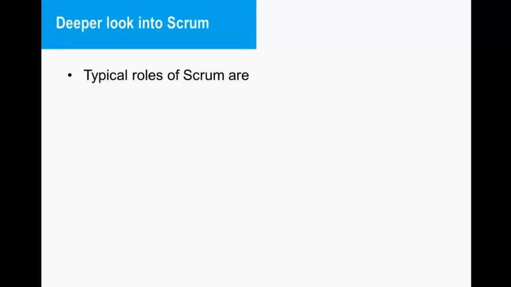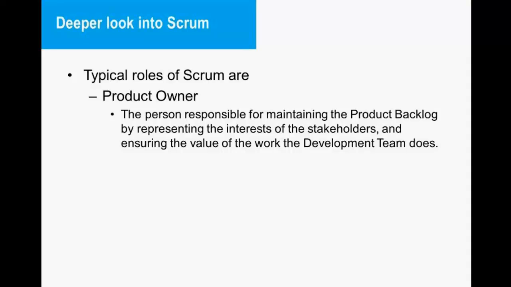If we have a deeper look into Scrum, there are some typical roles in Scrum. First role, for example, is the product owner, which is, well, I think it's similar to a product manager. He's responsible for everything which will be in the product at the end. He needs to represent the interest of the stakeholders, so everything a customer is asking for, the product owner or the product manager needs to decide, will it be in the product at the end?